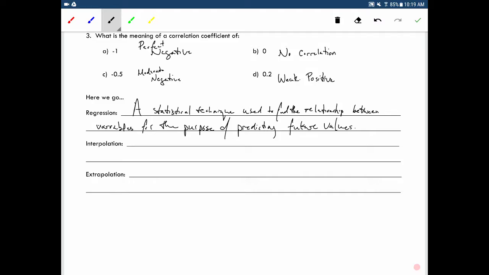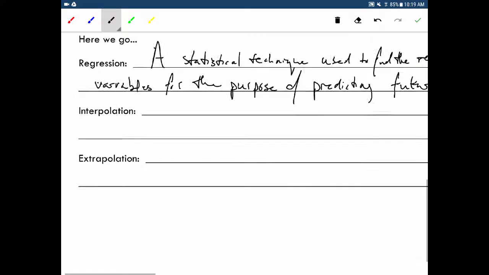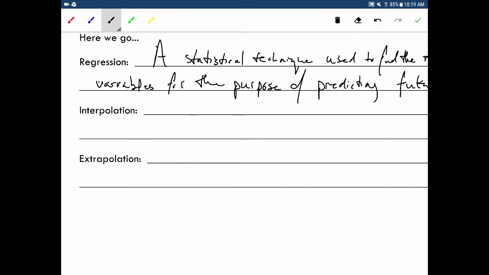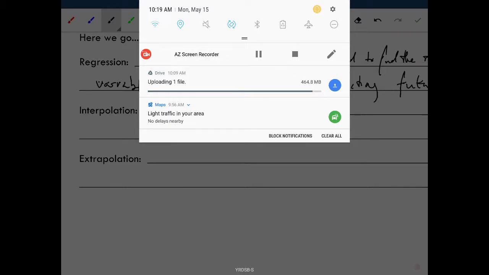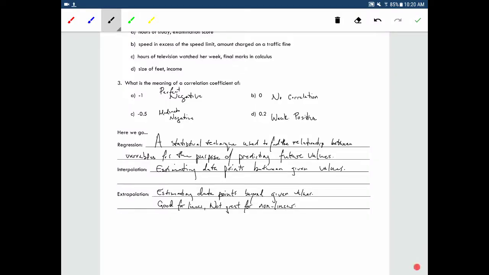I think at 30 it will look like this. So you've gone beyond the data set. Okay, so I'm going to write that down.